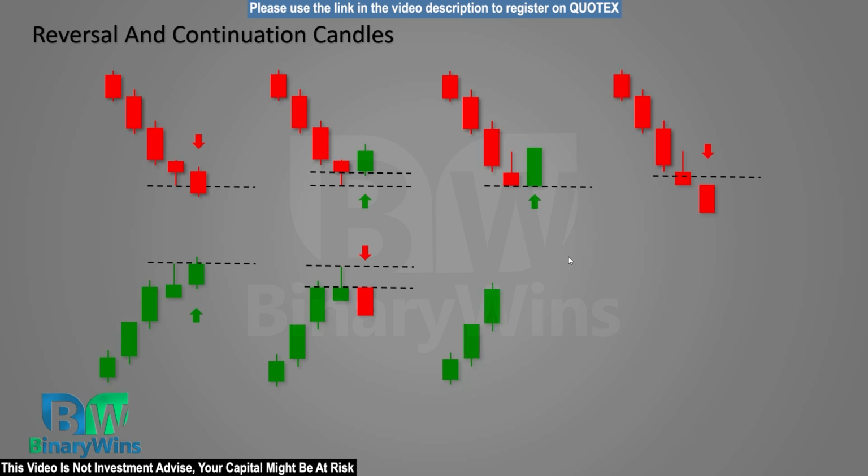Again, in the upward trend, if the hammer candle is formed on the level, the probability of the trend reversal is very high. But if the same candle is formed at a distance from the level or crosses the level and forms a gap, we can join the buyers. Okay?